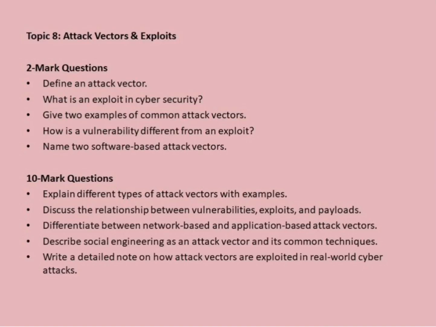Hi everyone. Now, let's move on to topic 8 of Unit 2, Attack Vectors and Exploits. An attack vector is the path or method used by attackers to enter a system, while an exploit is the technique or code used to take advantage of a weakness, a vulnerability. Simply put, attack vectors are the doors attackers use, and exploits are the tools to break in.